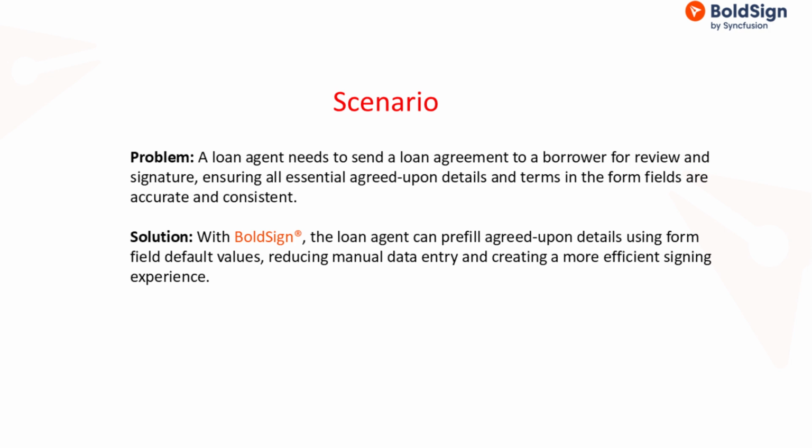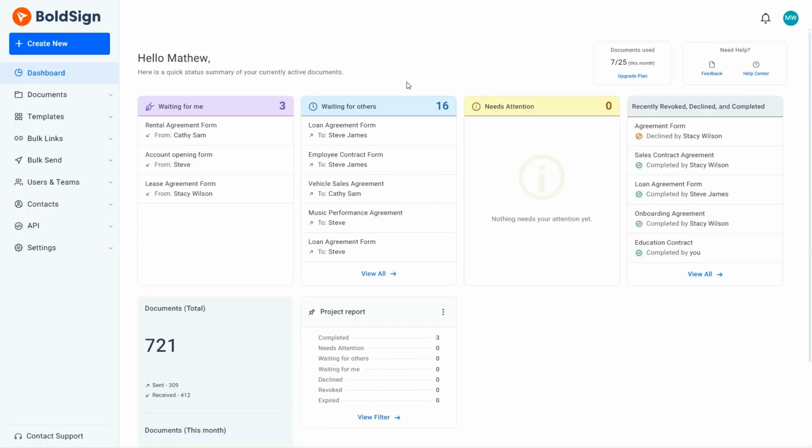The loan agent now needs to send a loan agreement to the borrower for review and signature. This agreement contains terms that the borrower must acknowledge. To ensure accuracy and consistency, the loan agent wants to pre-fill standard details in the agreement using form field default values. With BoldSign, this process becomes simple. I'll demonstrate how the loan agent would do it.